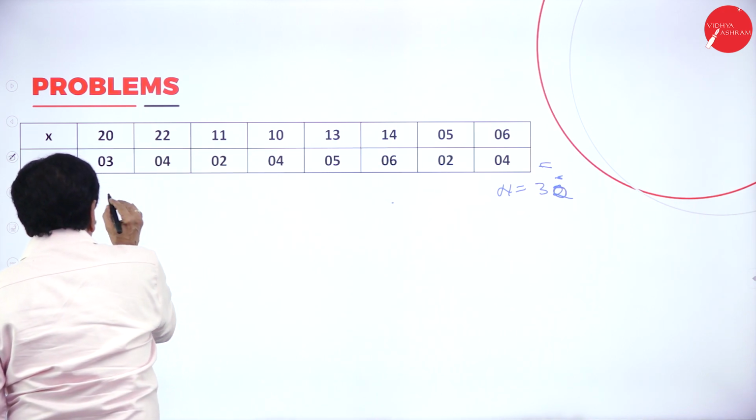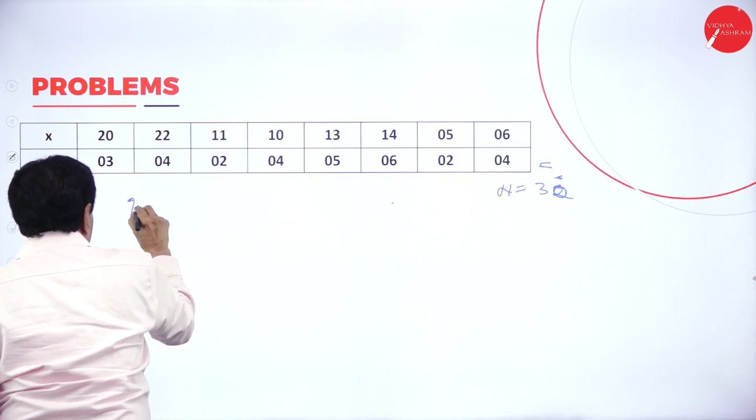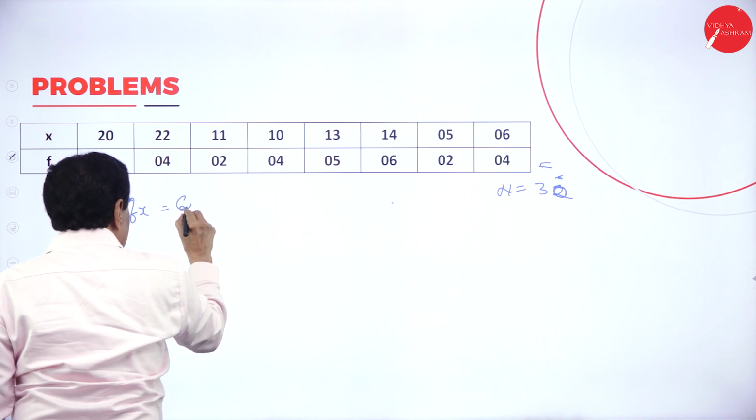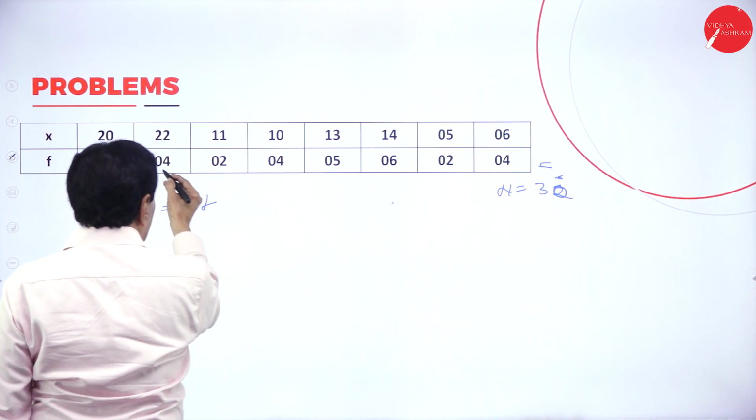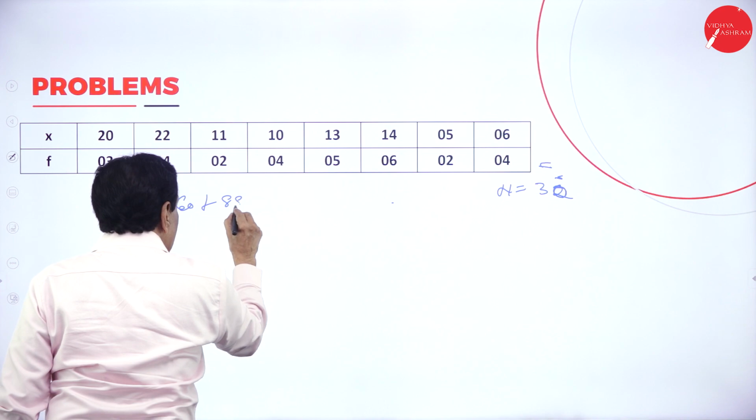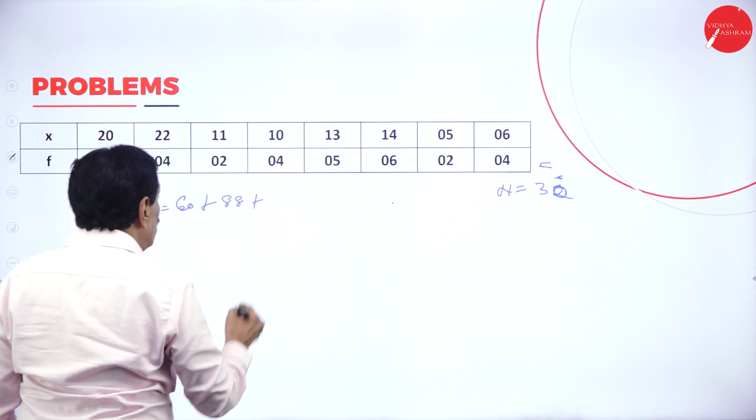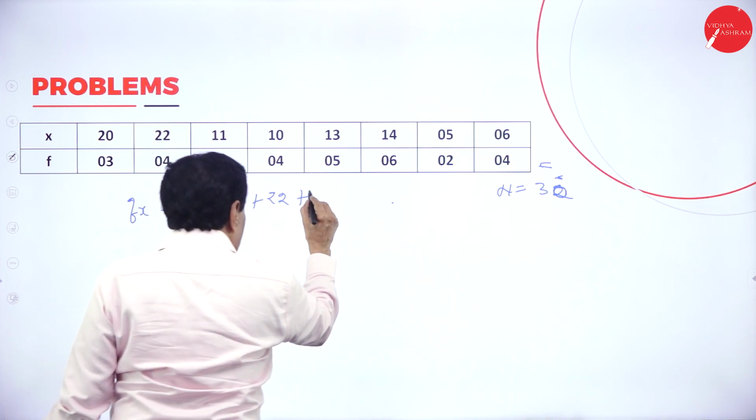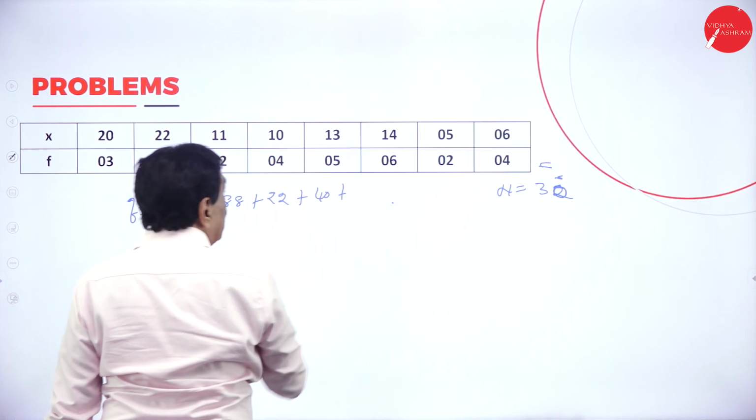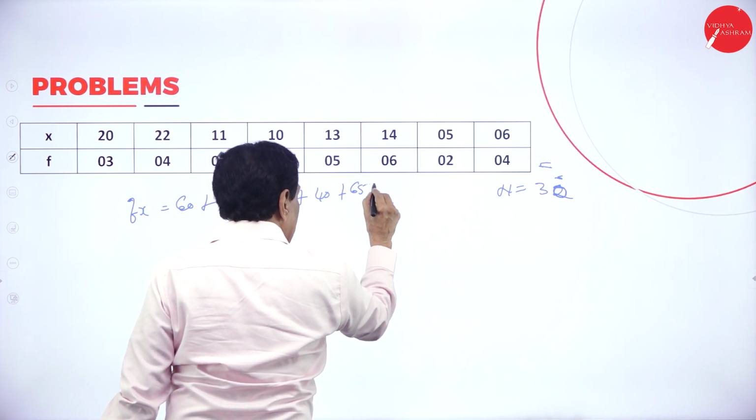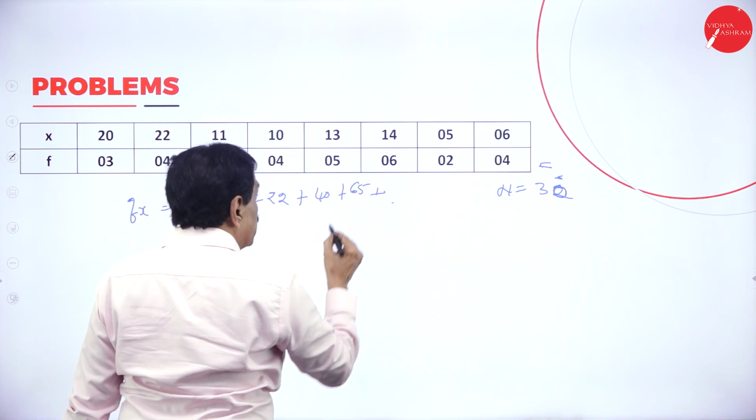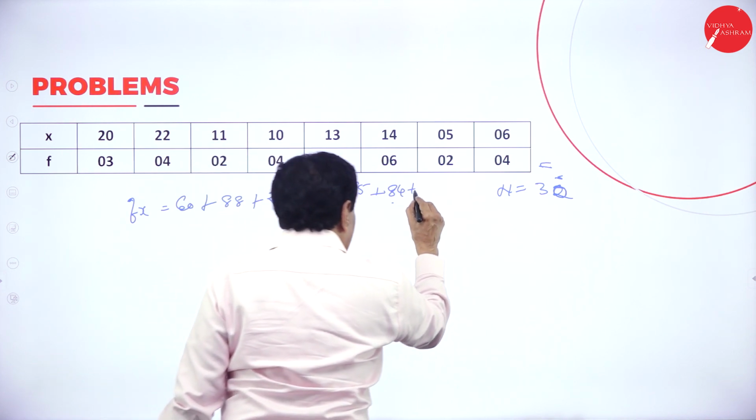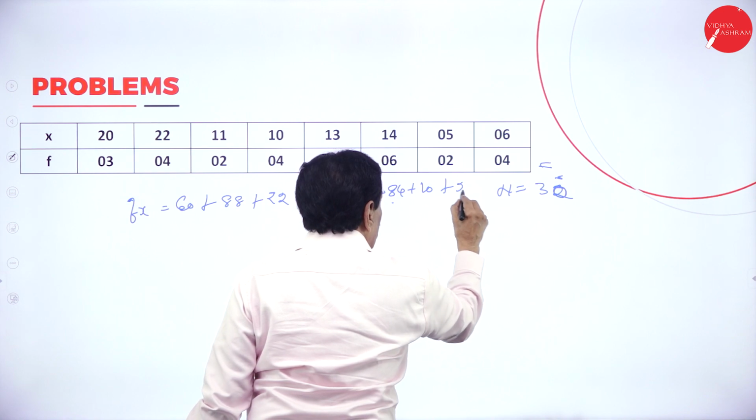Next step is fx, you have to do. Fx means 20 into 3, 60. 22 into 4, 88. 11 into 2, 22. 10 into 4, 40. 13 into 5, 65. 14 into 6, 84. 5 into 2, 10. 6 into 4, 24.